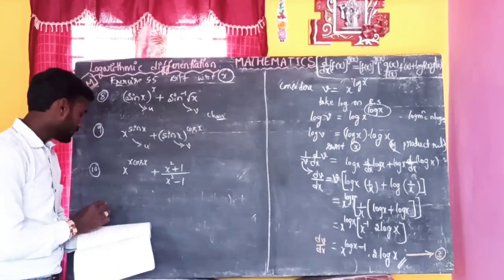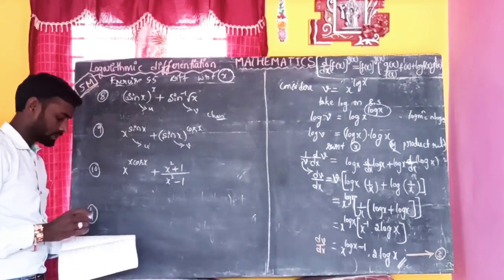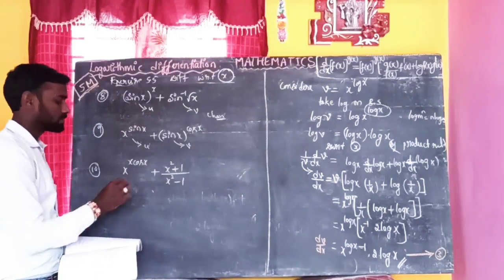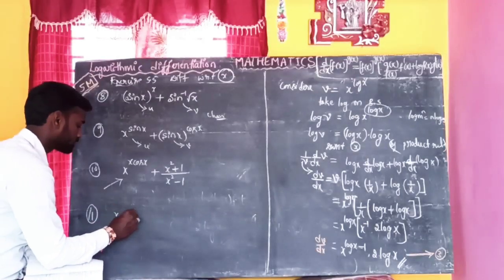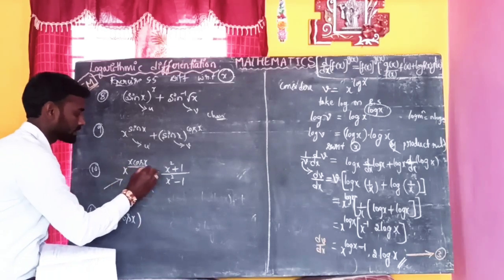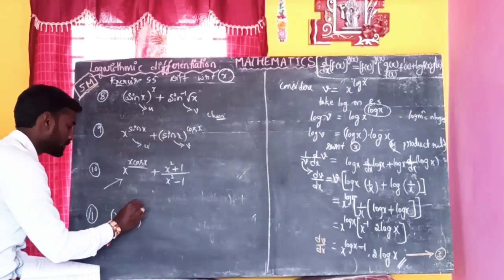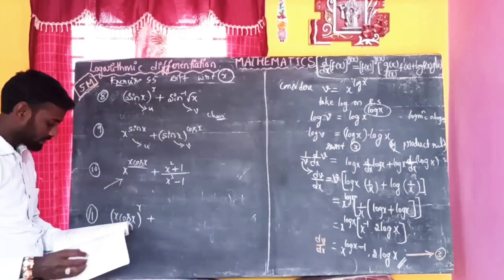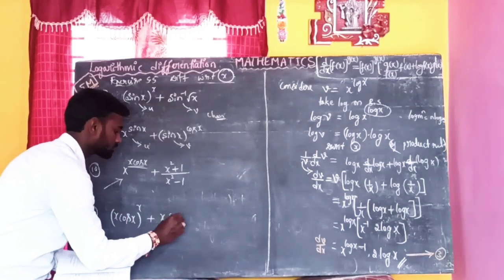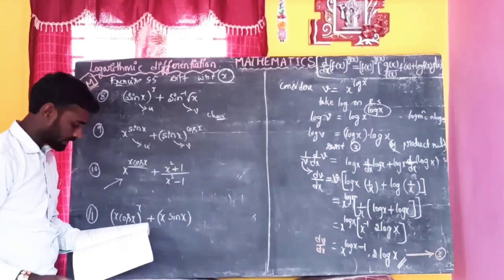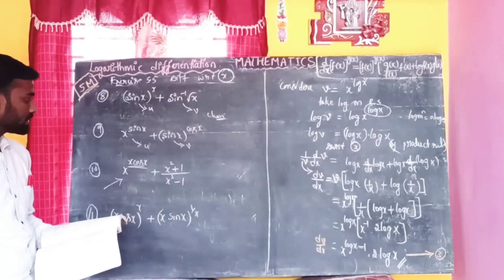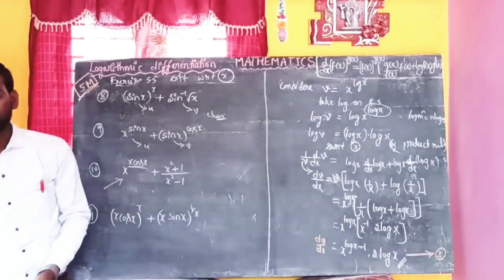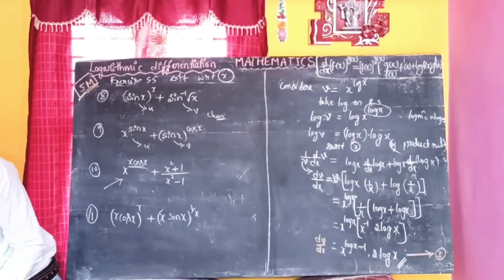Okay. Now, next I will solve 11th question. That is similar to this. Here x into cos x, whole to the power of x plus x into sin x, whole to the power of 1 by x. Here observe, guys. I will give the solution.